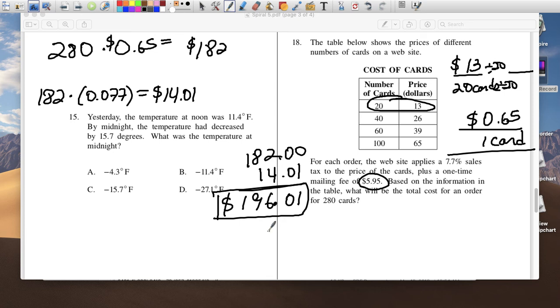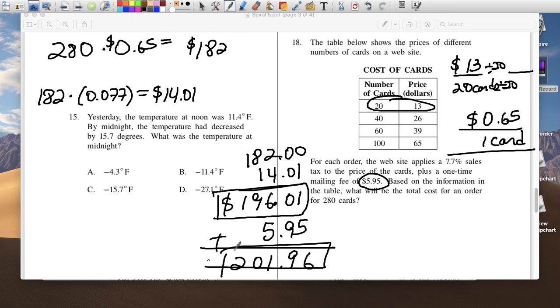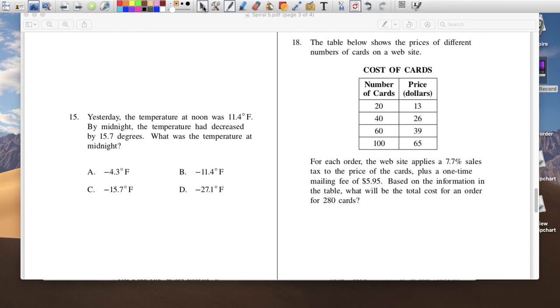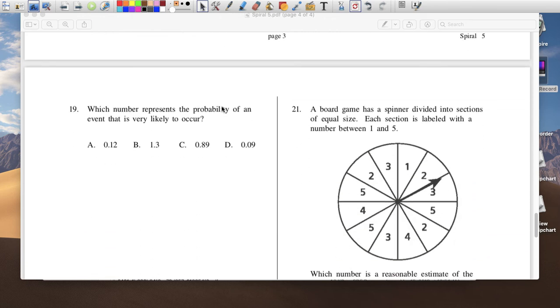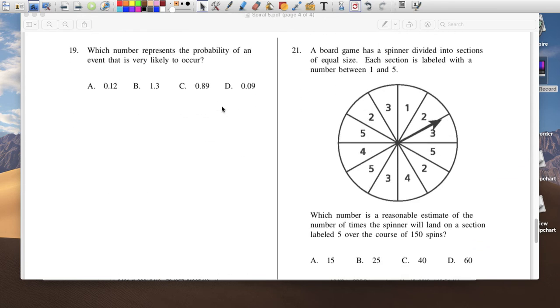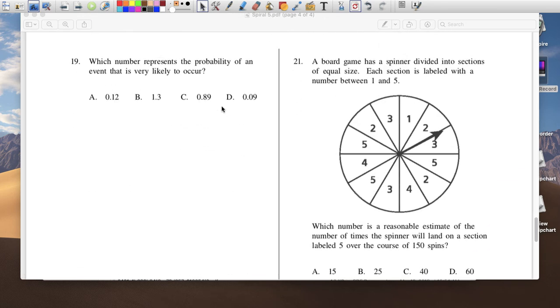stamp or for the postage, right? Shipping fee of $5.95. It's one-time only. So that's a 6, that's a 9, that's 11, that's a 0. I end up paying $201.96. And then, how many more? Oh, 3 more, that's it.